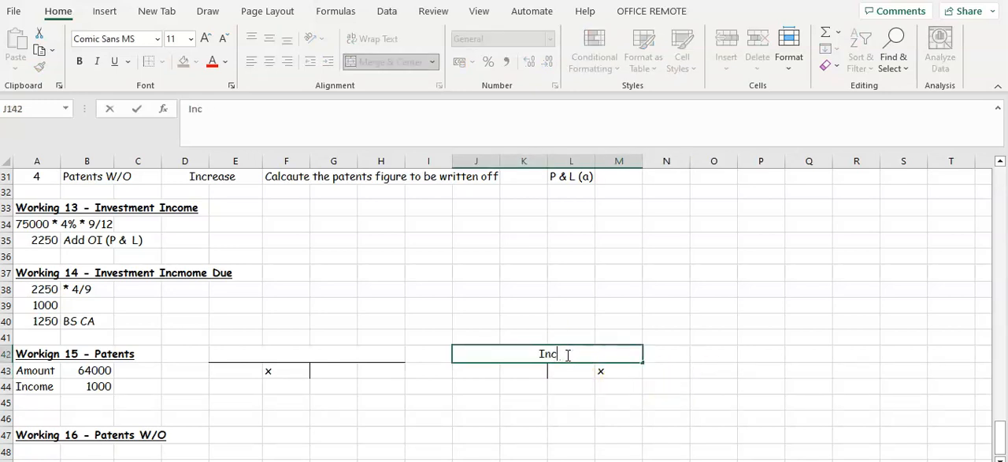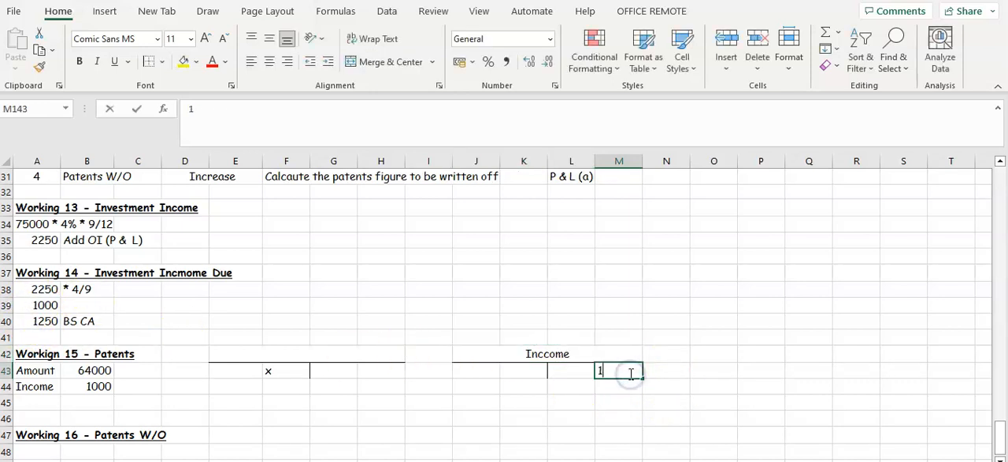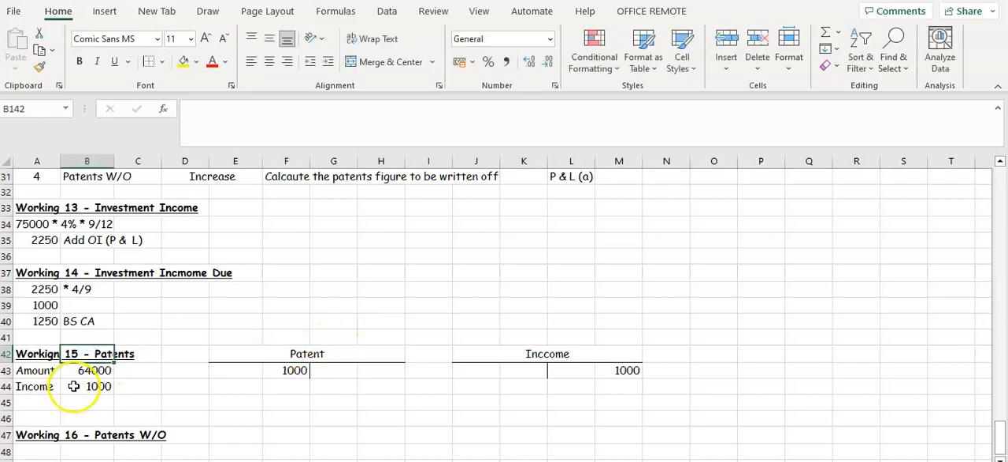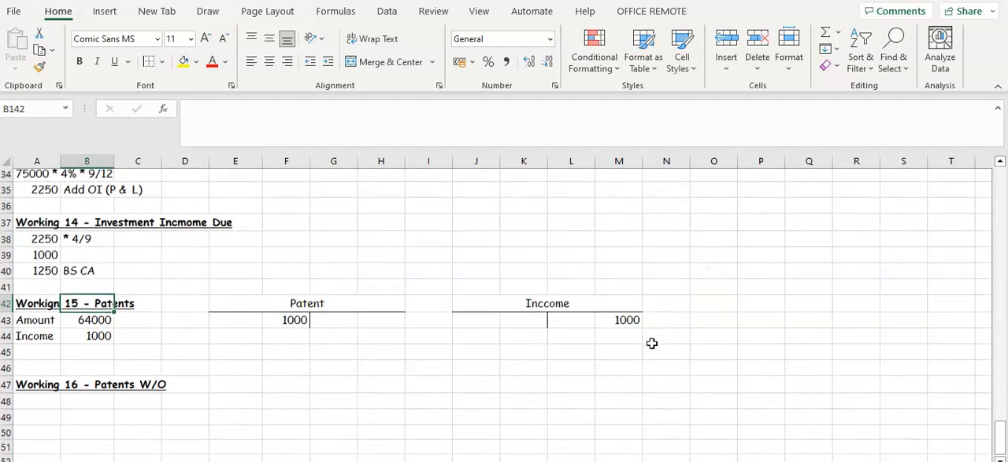Okay, so we've increased our income account already by putting the 1,000 on the credit side. So to take it out of our patents, we need to add it back on. So this 1,000 that we have here, we're going to add it on to the 64,000. Why? Because it's debits and credits. So I said we need to take it out of our patents, and for this debits and credits here, we're going to add it on.